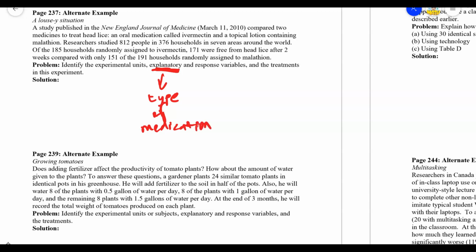Okay, what medication did they use? Did they get ivermectin, or did they get the topical lotion malathion? Okay, the response variable is just whether or not there is lice presence in the household. So the presence of lice. Okay, it's a yes or no, whether or not there's lice in that household or not. Okay.